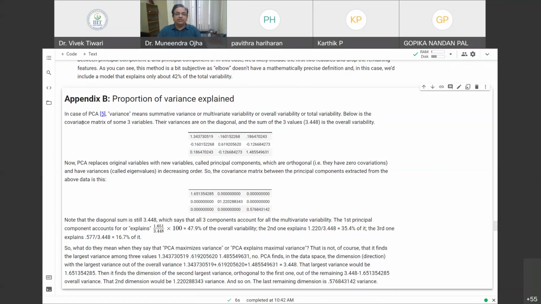Now below is the covariance matrix of some three variables. So we have three variables, 1, 2, 3, and we obtain the covariance matrix. Their variances are on the diagonal, and the sum of the three values is the overall variability. So you see, this is the matrix.